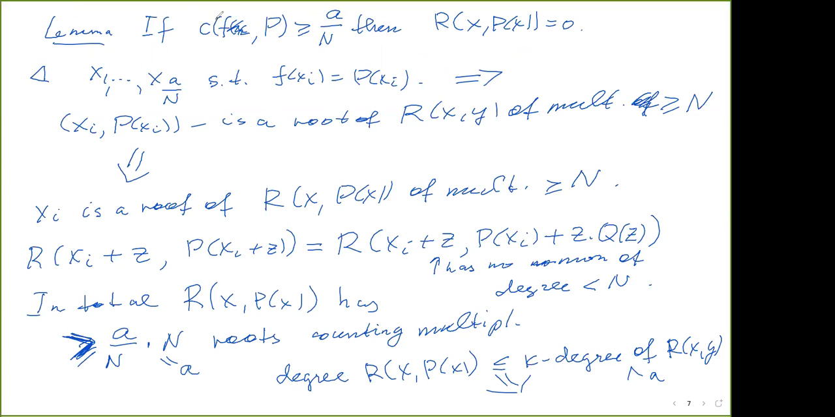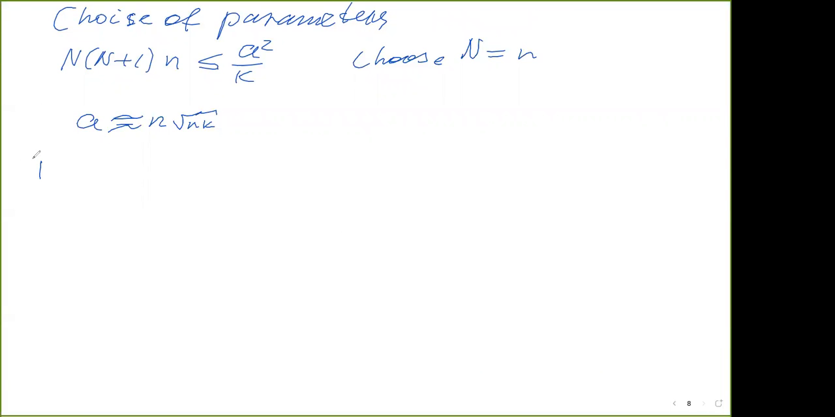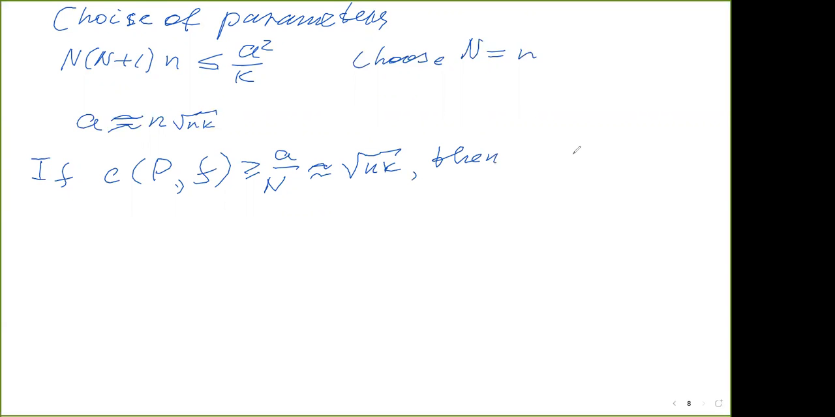the second lemma states that if the number of coincidences C of P, f is at least A over n, which means approximately the square root of nk, then we obtain our conclusion. So the number of coincidences is, as I said, about square root of nk as desired. More specifically, here we need to take the ceiling, so we obtain a little bit worse than that. Then R of x, P of x is 0.